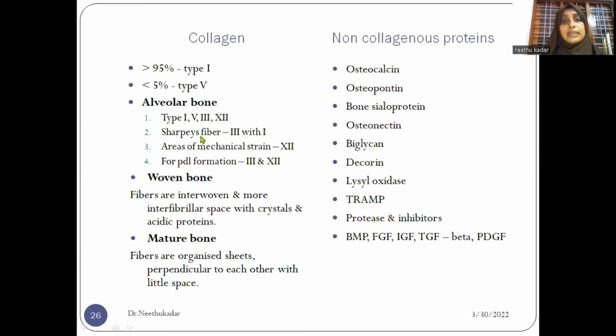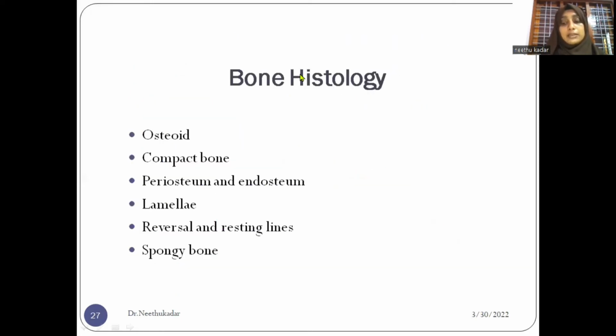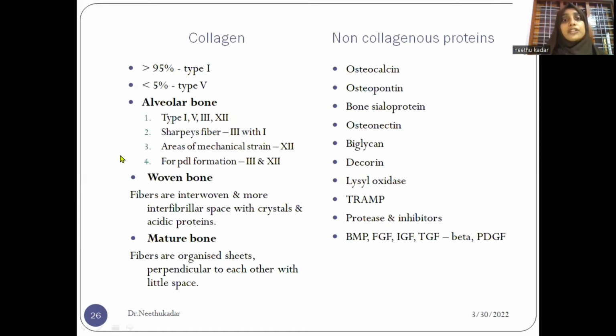Sharpey's fibers mainly comprise type 3 and type 1. Areas of mechanical strain comprise type 12. For periodontal ligament formation, it is type 3 and type 12. In woven bone, the fibers are interwoven or irregularly spaced with more interfibrillar space with crystals and acidic proteins. Whereas in mature bone, the fibers are organized in sheets perpendicular to each other with little space.